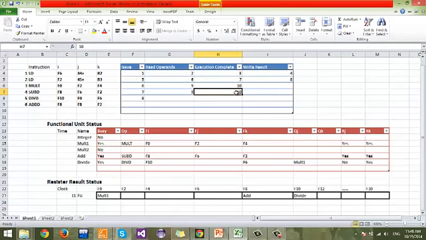What will happen in clock cycle 11? In clock cycle 11, add D will complete its execution, as add type instruction requires 2 clock cycles for the completion of execution. Mult requires 10 clock cycles for completion of execution, and divide requires 40 clock cycles for the completion of execution. So sub D is completed.